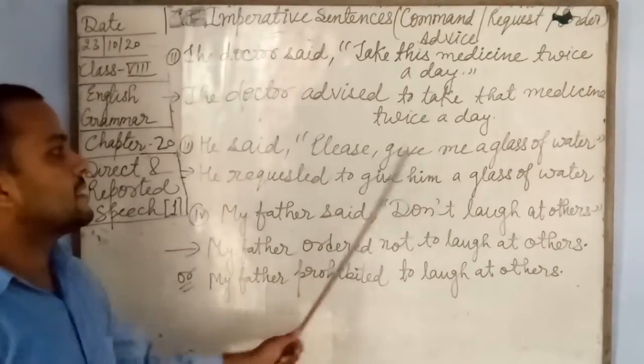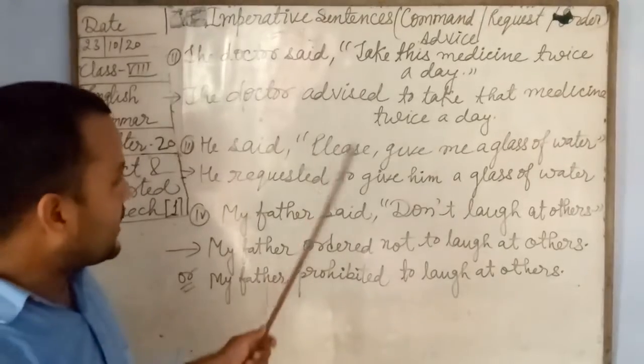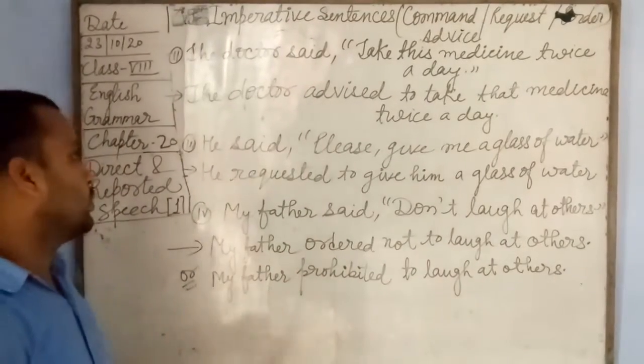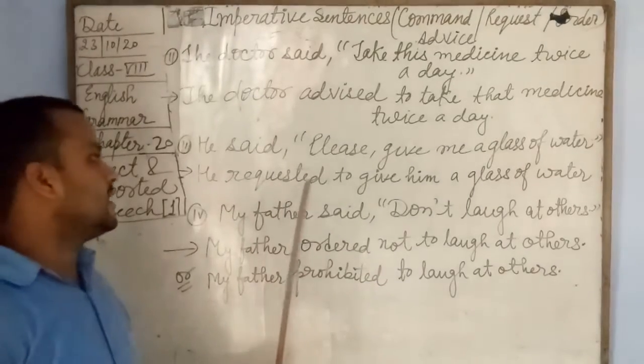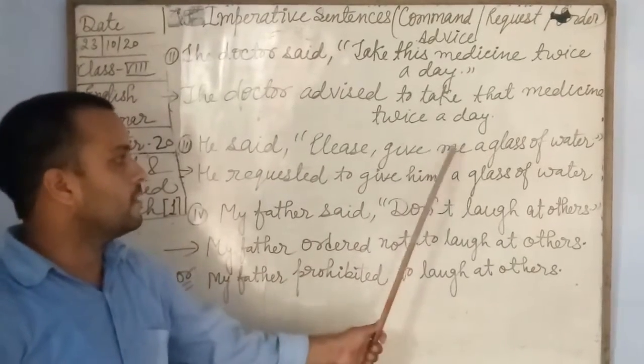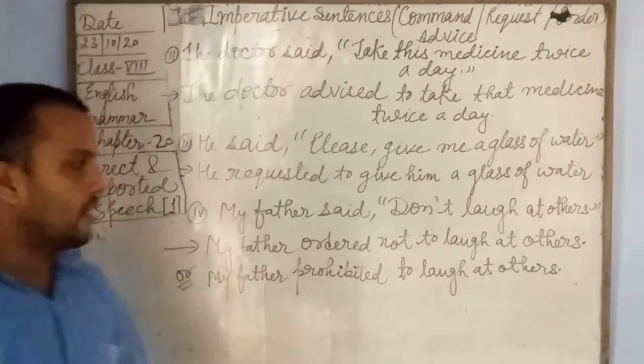He said, "Please give me a glass of water." Here, noting that there is a sense of request, the reporting verb will be changed into "requested". He requested to give him a glass of water. "Me" will be changed into "him" according to "he".